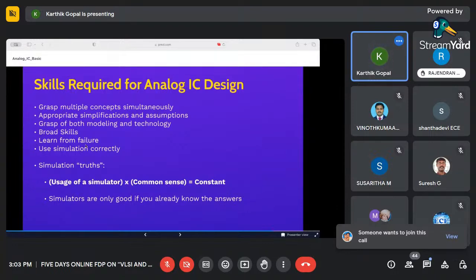We need to use more common sense than the simulator. Some may end up doing iterations. You give one length and check whether you meet the function in the simulator. It is not meeting, then you change to a different length. It is meeting. That is called usage of the simulator. But instead, we need to use common sense. What is the problem in the circuit and how do we rectify it? That is the usage of common sense. If we use it properly, we can reduce the usage of the simulator.